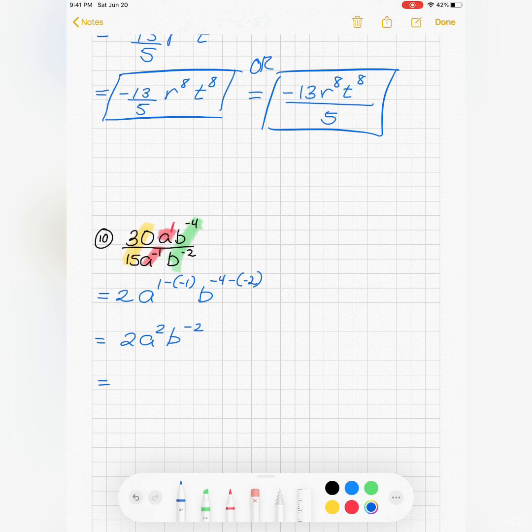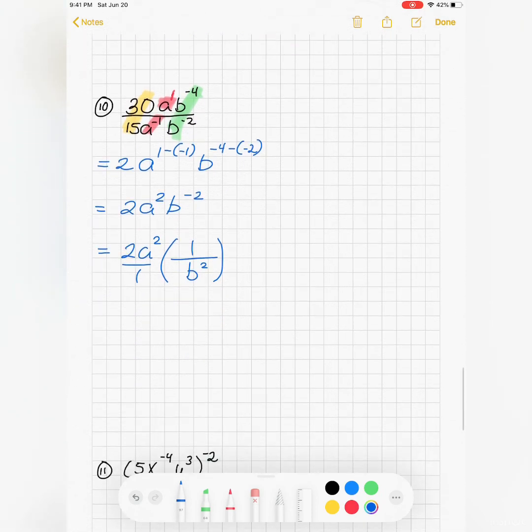So then if I wanted to make this into a fraction, let's see. The b to the negative 2 becomes 1 over b squared. Then I can multiply straight across. And there we have a nice answer.